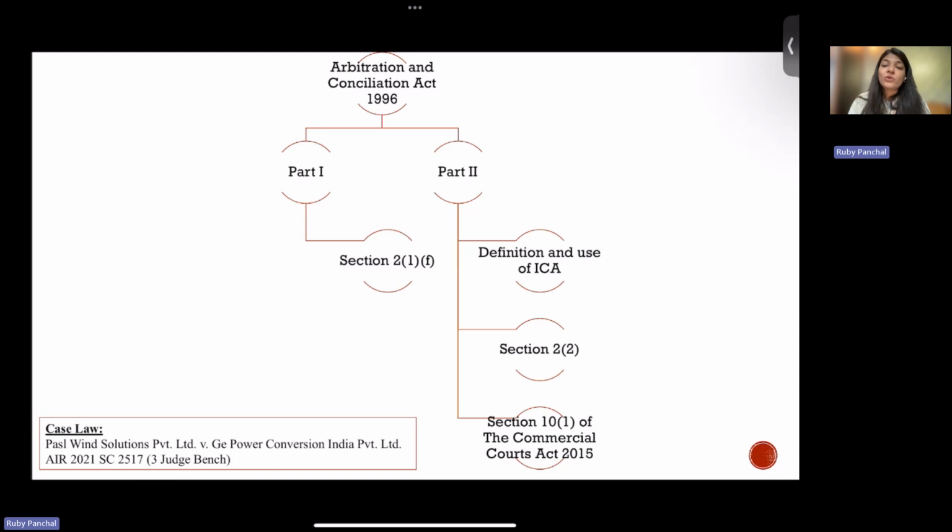And the courts, while interpreting both these sections, have held that we will define international commercial arbitration from a place-centric approach, which means no matter what the nationality of the parties is, as long as the arbitration is seated outside India, it is international commercial arbitration.